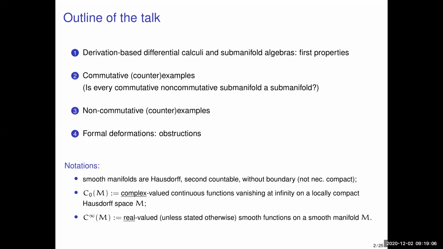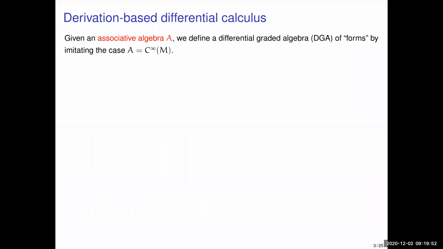So just to fix the notation, by smooth manifold I mean standard ones. So I have no boundary. They are Hausdorff, second countable, finite dimensional, of course, and they may not be compact. I'm not assuming that they are compact. Continuous functions will be complex valued, because we like to work with complex C-star algebras. And smooth functions will be real valued, because this is what we usually use in differential geometry. But if you replace them by complex functions, everything works the same. So C infinity of M for me will be the algebra of real valued smooth functions on a standard smooth manifold.